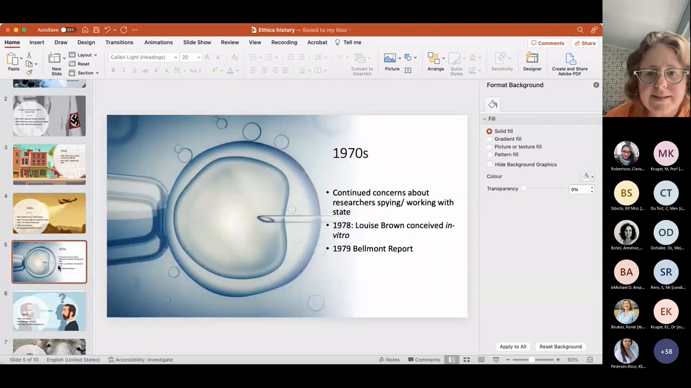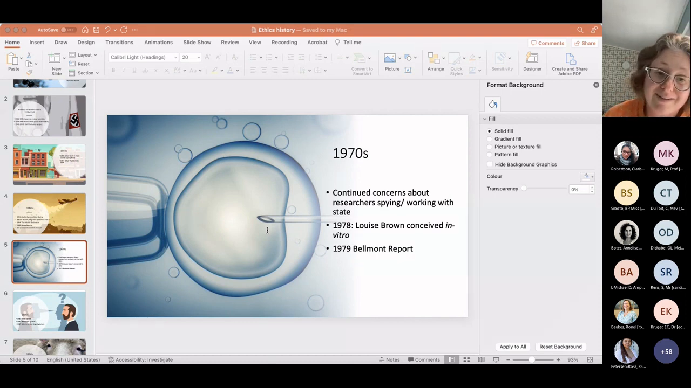The 1970s, where we have continued concerns about researchers spying and working with the state. What does it mean for the people that participate in our work? We also, in 1978, had the first in vitro conception, a woman named Louise Brown, which brought up ethical issues about human tissue and reproduction that weren't covered by any of the codes that existed up to this point. So here we had a case of science developing much faster than our codes, and very little was in place. What do you do with the eggs, for instance, that were fertilized but weren't implanted? Can you throw them away? And there were no clear answers.